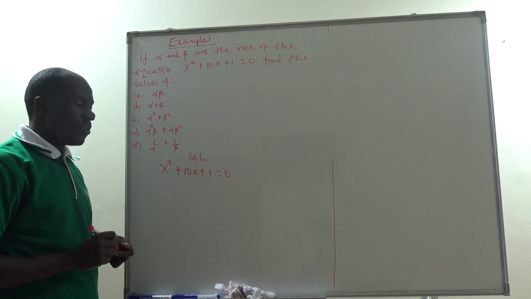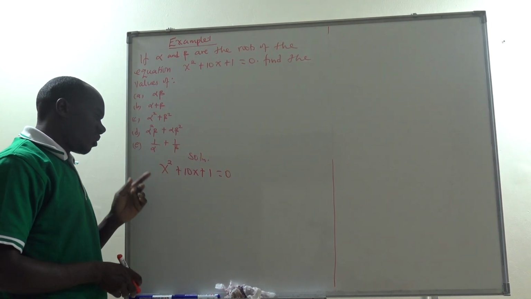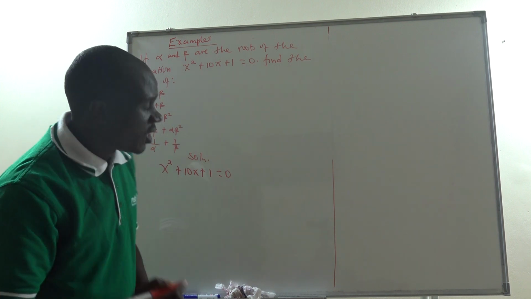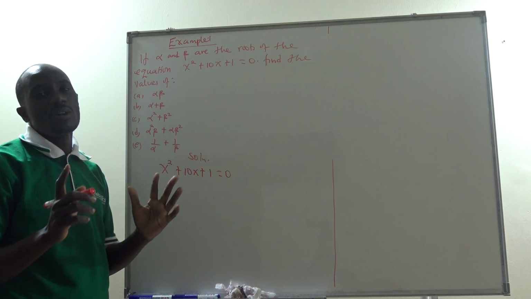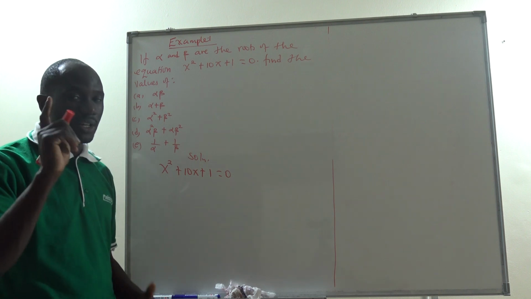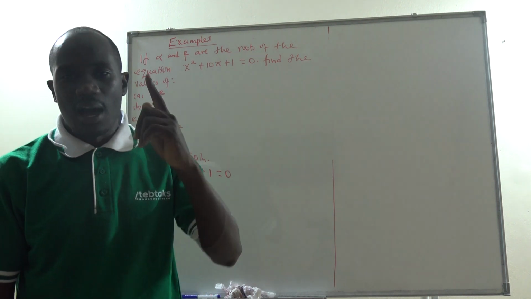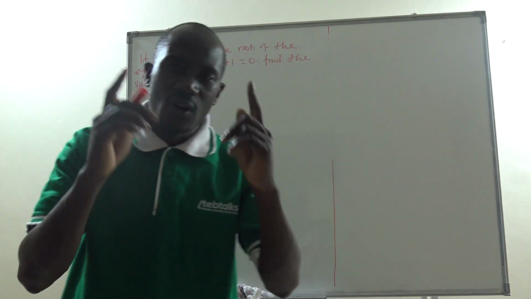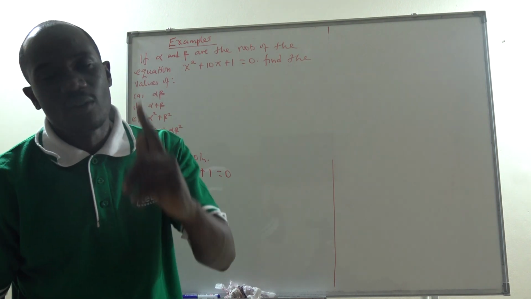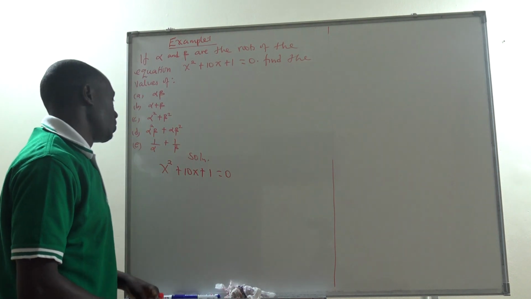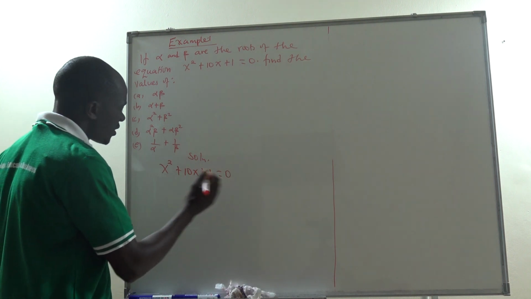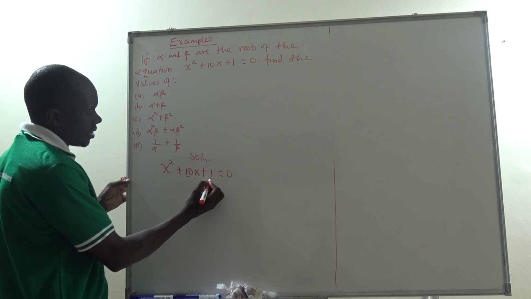Before you proceed, always first check your equation. Does x squared have a coefficient of 1? If it does not, first divide both sides by that number so that you have a coefficient of 1. I'm begging and requesting, don't go ahead to calculate when x squared does not have a coefficient of 1. The result will not be accurate. Here you can see that it is already 1. So this is the sum, this is the product.